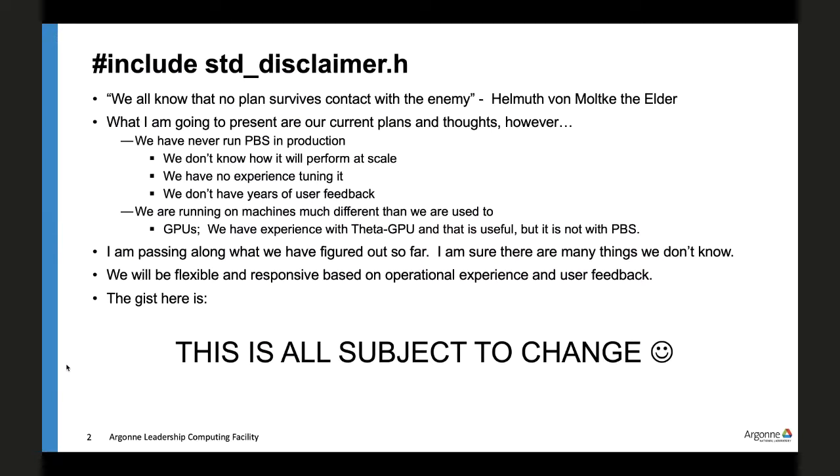And all machines going forward will be PBS based. That is Polaris, which should be coming online this summer, fall. And then we're going to replace Cooley, which is our current Viz cluster, with a new Viz cluster, which will be coming online fall, early winter. And both of those will run PBS. Aurora will run PBS when it comes online, and so on and so forth. But again, the gist here, this is all subject to change. So be aware of that.